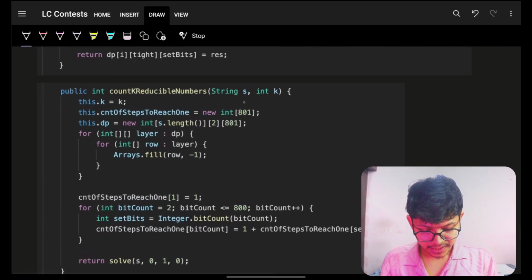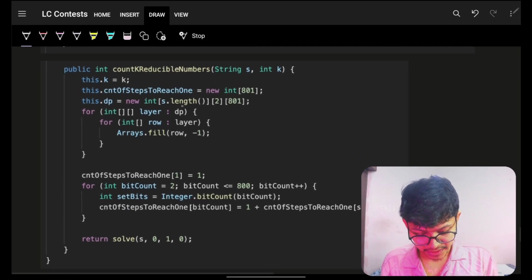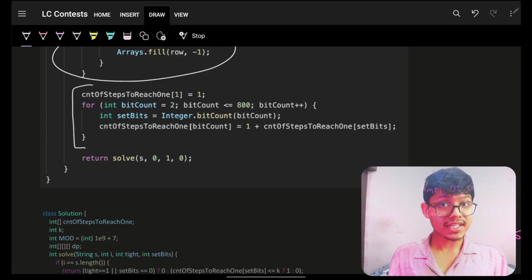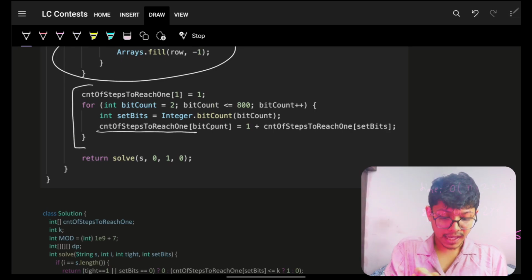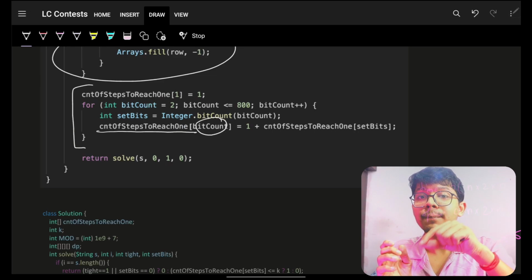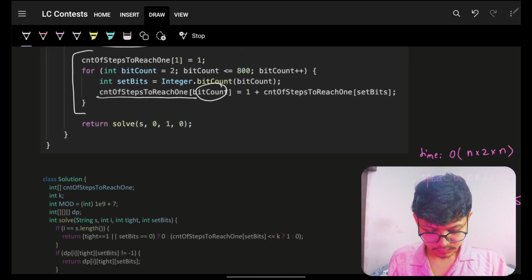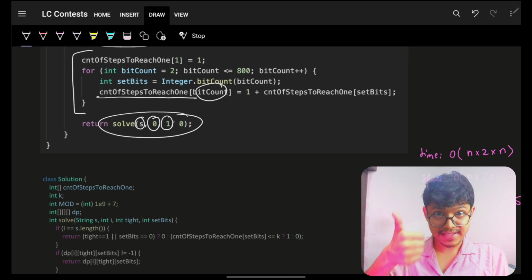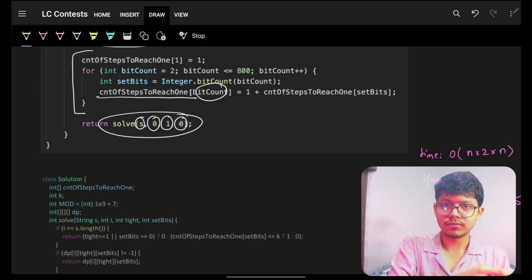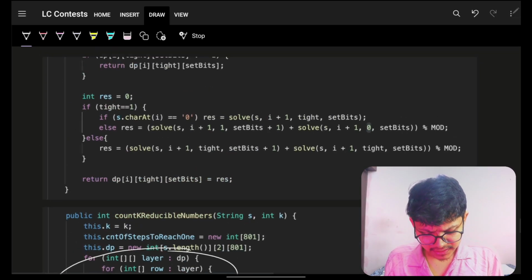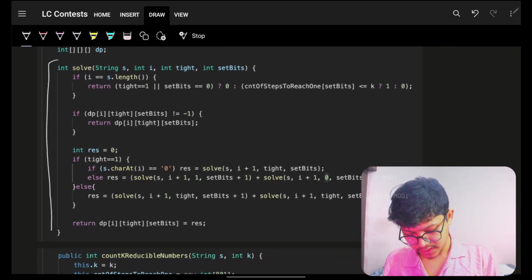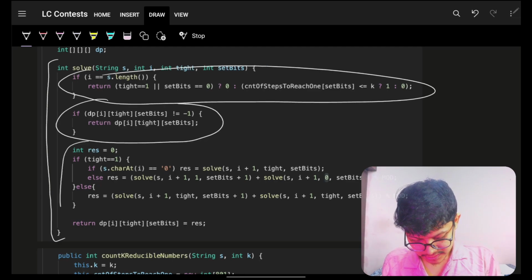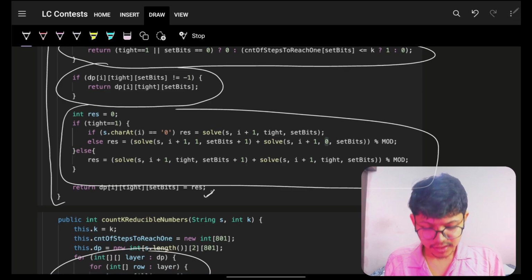In the very beginning, I simply build my corresponding DP array filled with -1. Then I did this pre-processing of the count of steps to reach 1. Again, remember, in the argument, I am passing the bit count and not the value. Then I call my recursive function with string s, index 0, tight still 1 in the very beginning, and the set bit count 0. Then the exact same piece of recursive code: base case, memoization, recursive case, and ultimately returning the memoized value.